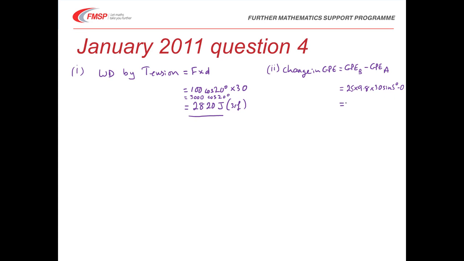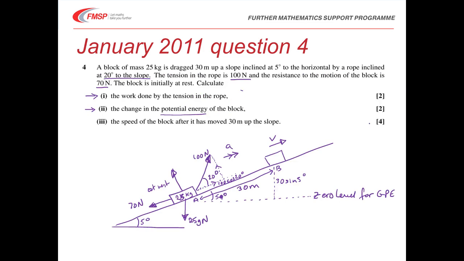Well, calculating all of that, I'm going to write down it's 7350 sine 5, because that's exact, and as a numerical value 641 joules to 3 significant figures. But again, I'm going to come back to the exact value for the last part of the question. Okay, lastly then, the speed of the block after it has moved 30 meters up the slope.